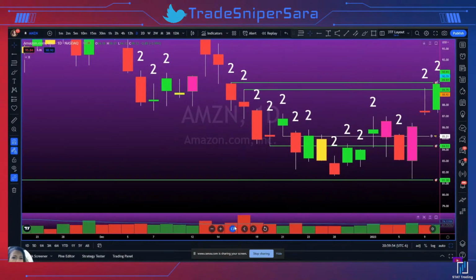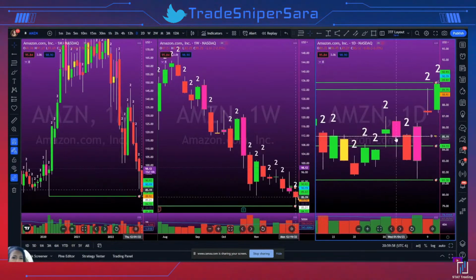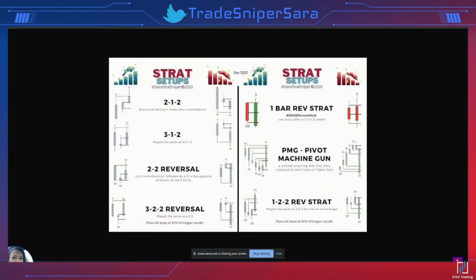So I hope this resonates with some people. You cannot just trade on the daily time frame. If you are trading only on the daily time frame, that tells me that you don't know the strat and that you're only trading this sheet. This sheet I refer to as the tip of the iceberg. The strat is so much more than this.